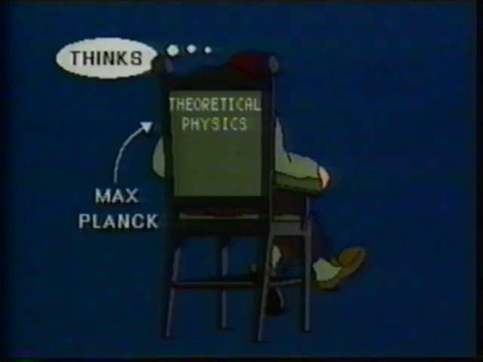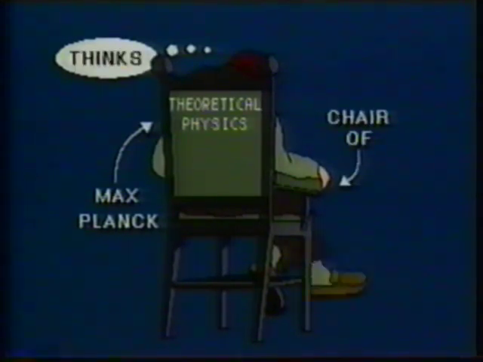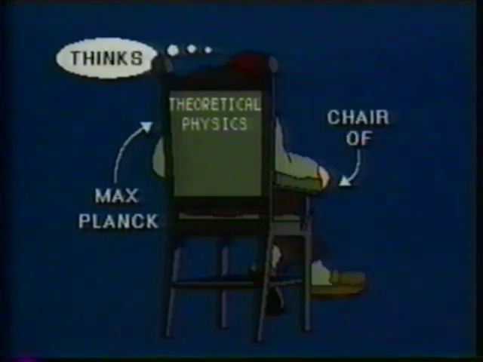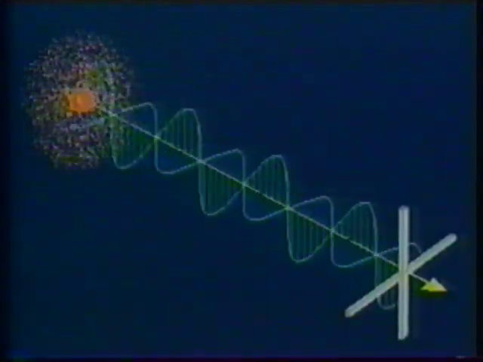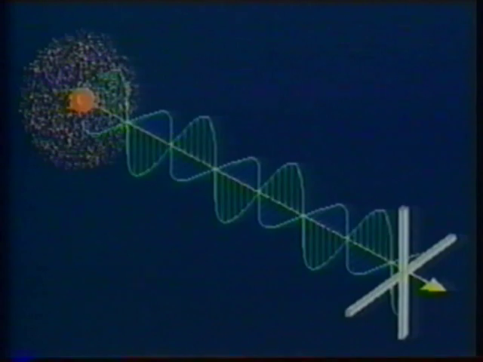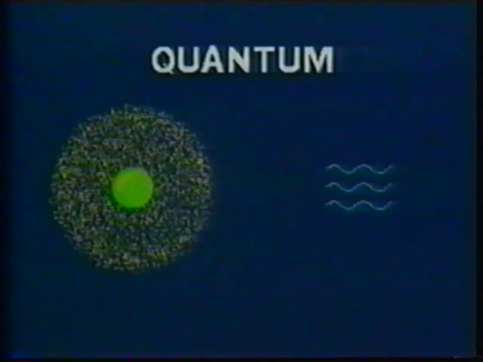A relatively new proposal put forward by Max Planck, who in the late 19th century had held the Berlin Chair of Theoretical Physics, provided Niels Bohr with his starting point. Planck proposed that matter, when emitting or absorbing radiation, does so not continuously as had been thought, but rather in discrete bundles of energy. Each bundle is called a quantum.